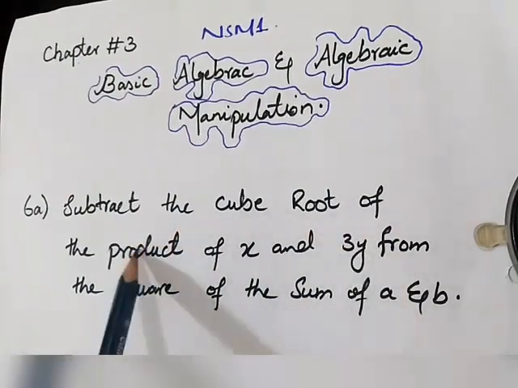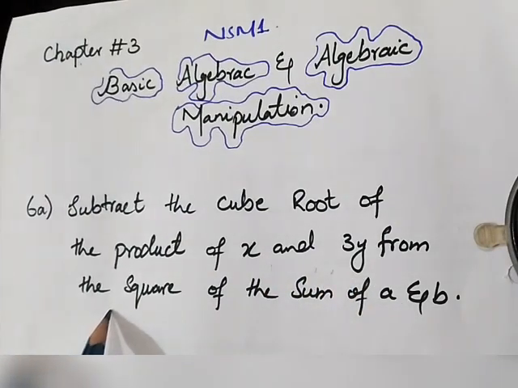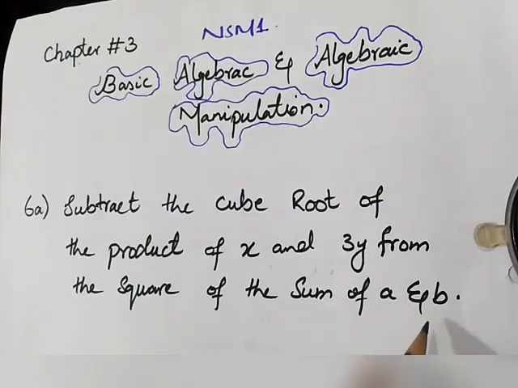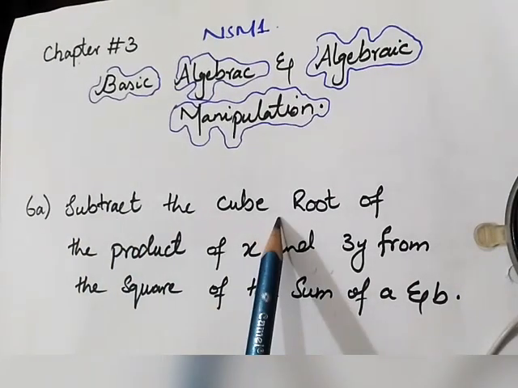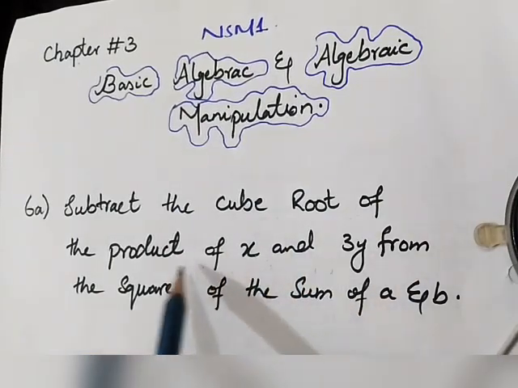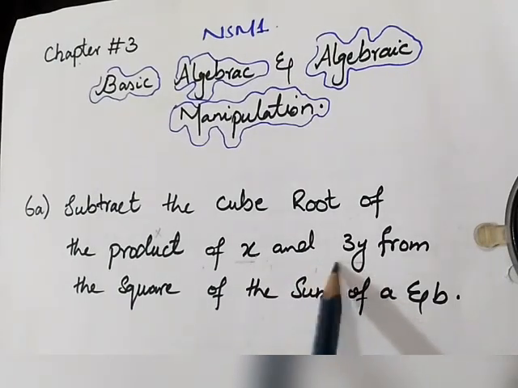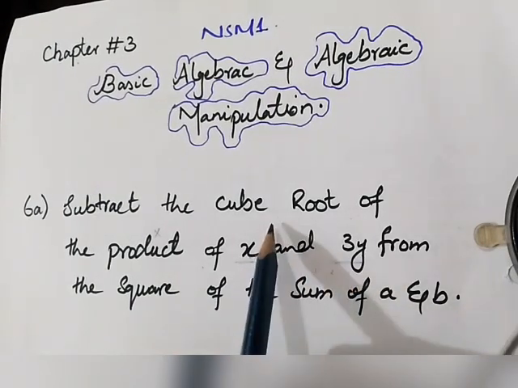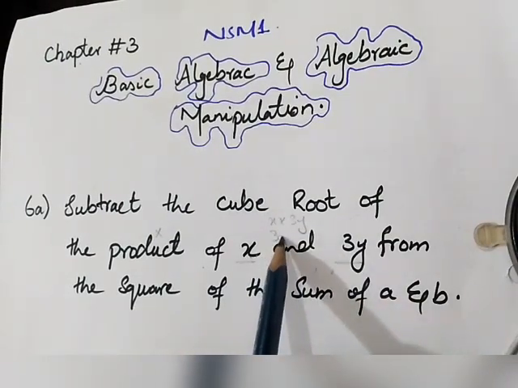Subtract the cube root of the product x and 3y from the square of the sum of a and b. First of all, you have to understand the statement, what it is and what they are demanding from us. Here product means multiplication. The product of two things, that is x and 3y, means x multiplied by 3y is equal to 3xy.